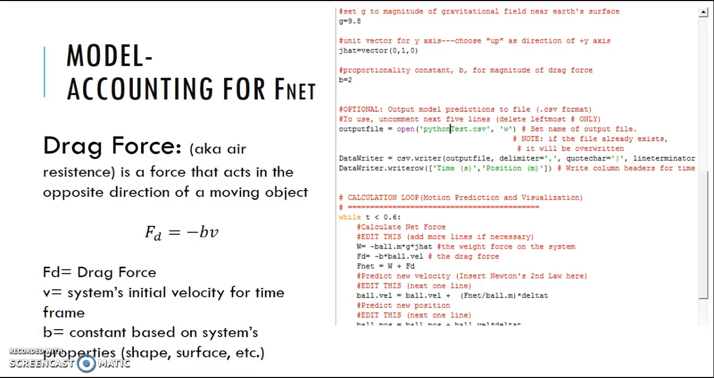The drag force is sometimes referred to as air resistance. It acts in a direction opposite of the system's motion. Drag force can be related to the system using the equation below, where B is a constant. For our model, we found that the most accurate data could be found when B was a value of 2. The drag force was then added into our net force value, and the velocity and position loops were recalculated.